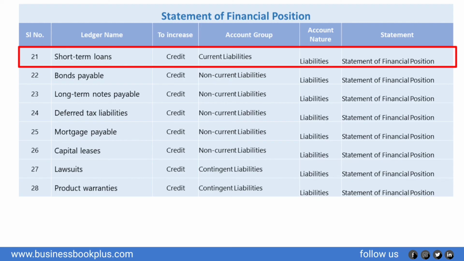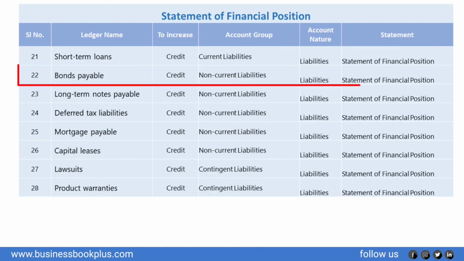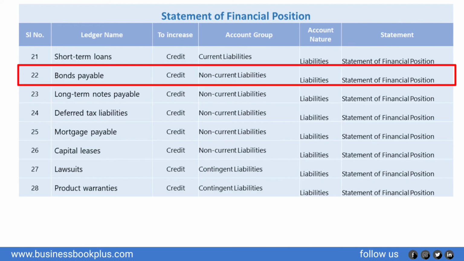Short-term loans. Increase with credit. Account group current liabilities. Nature is liabilities. Affects the statement of financial position. Bonds payable. Increases when credited. Account group non-current liabilities. Account nature liabilities. Affects the statement of financial position.